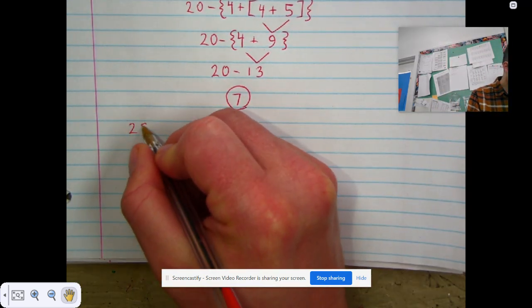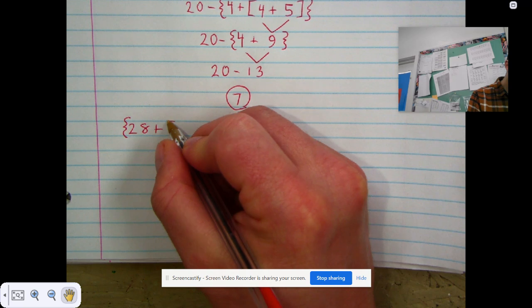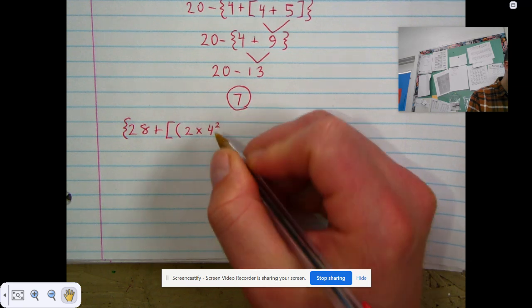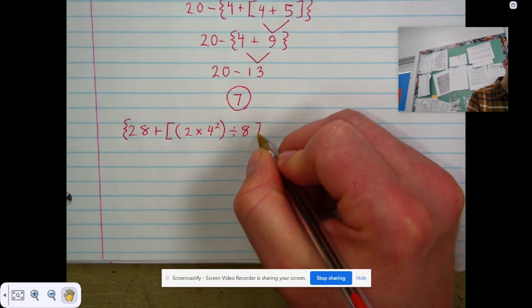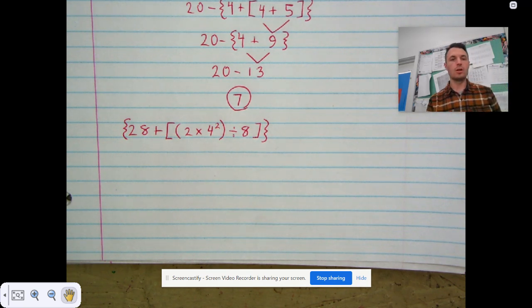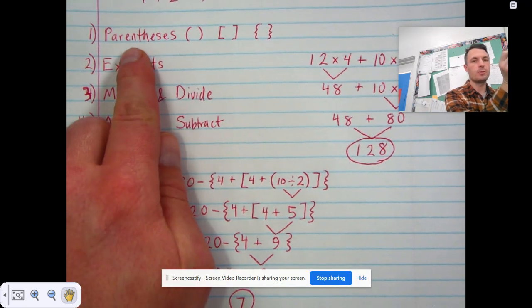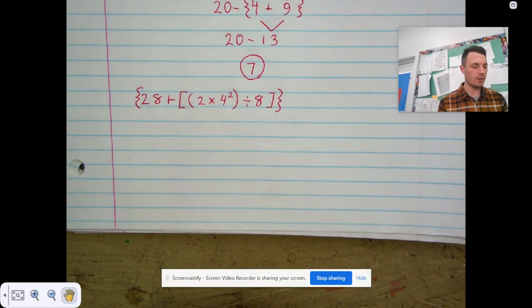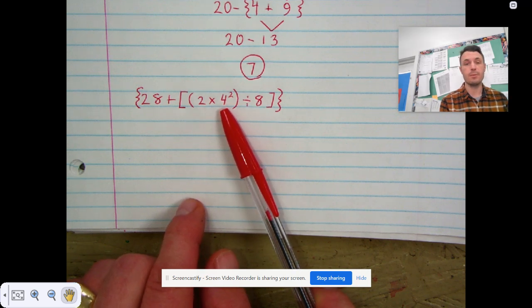Let's do 28. Put it in braces here. Plus, we'll use brackets and parentheses. 2 times 4 squared, or 4 to the second power, divided by 8. Brackets, braces. Okay, now we'll do the order of operations. So step 1 is to do whatever's in parentheses, regular parentheses first, then brackets, then braces. So what do we see in regular parentheses? We see 2 times 4 squared, or 4 to the second power.